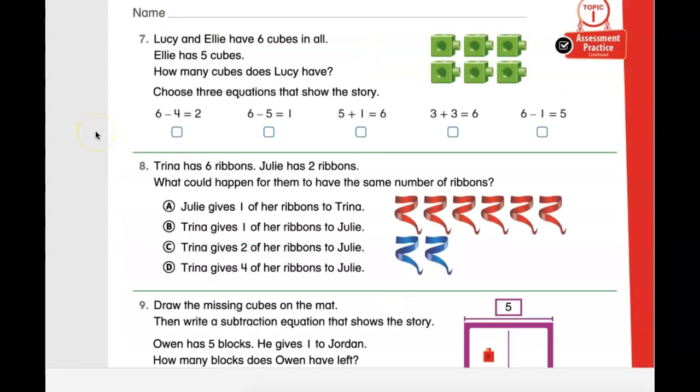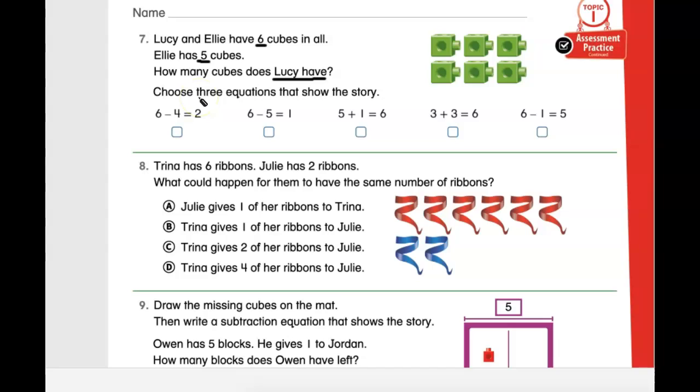Our next page, page 3, has number 7 at the top. So you should be seeing number 7. And if you need to pause the video or rewind, please go ahead and do so. Number 7 says Lucy and Ellie have 6 cubes in all. Ellie has 5 cubes. How many cubes does Lucy have?